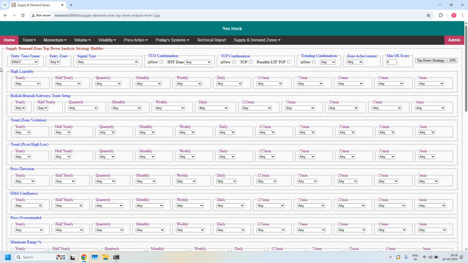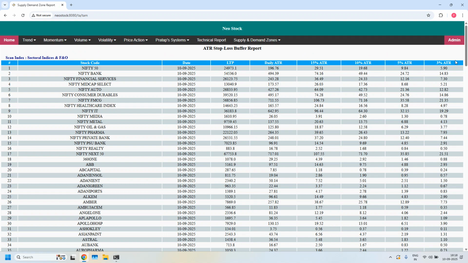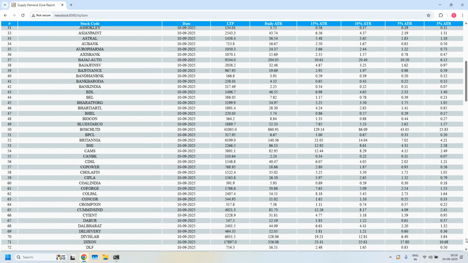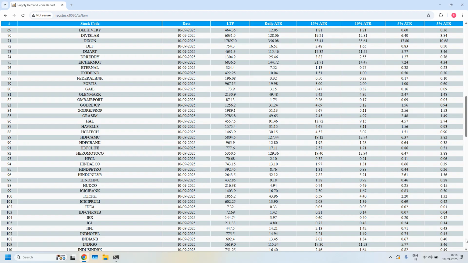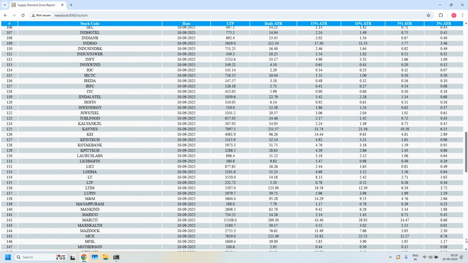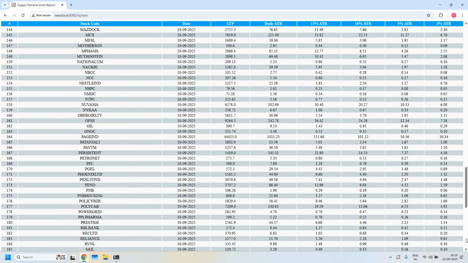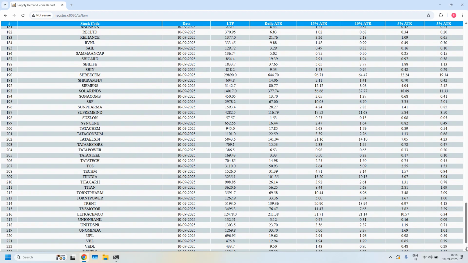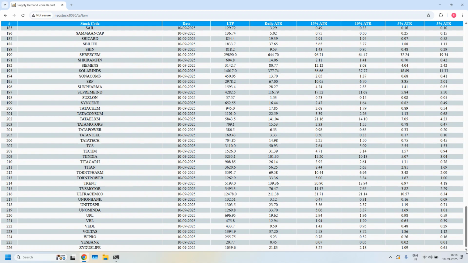Final report: let us generate stop buffers based on daily ATR. The first 17 in this list are indices, remaining all are equity stocks. I'm scrolling the list down. Whichever stock you want to refer to, pause the video, and once you study, you can proceed further. Scrolling the list down. So total 226 stocks. This is the end of the report.